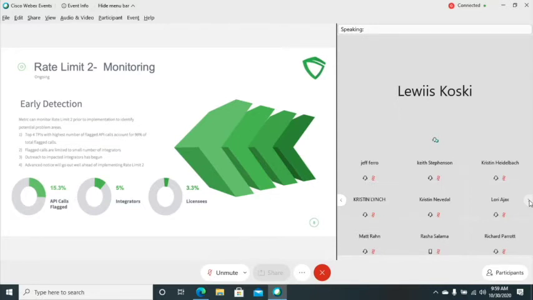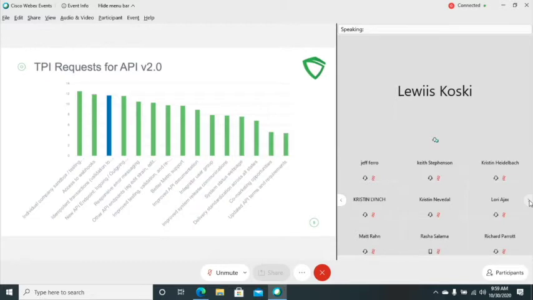So one more slide here, and then I'm getting ready for questions. Rate limiting is something that we've asked of third-party integrators.